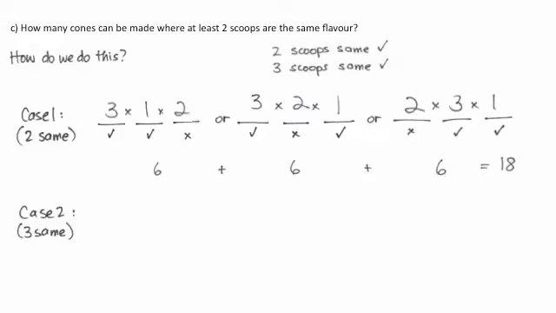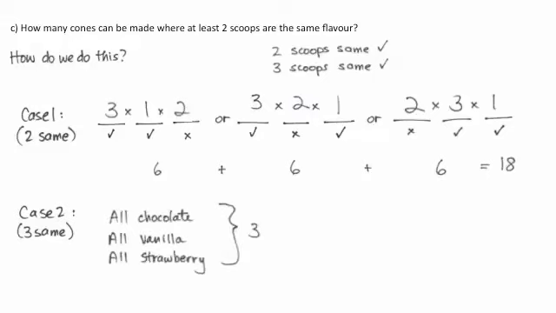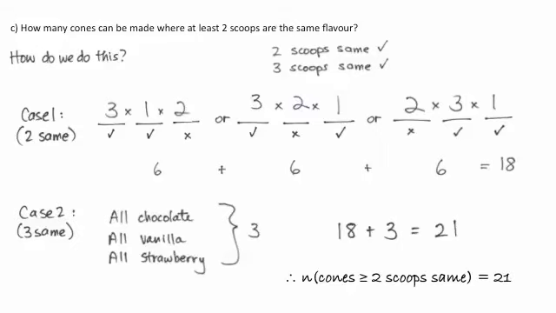Case number 2 then becomes very straightforward. How many different cones can you have where all 3 are the same? Well, we could have all chocolate, all vanilla, or all strawberry. So we've got 3 permutations there. So the total number of cones that we could have where at least 2 are the same is 21 different cones.